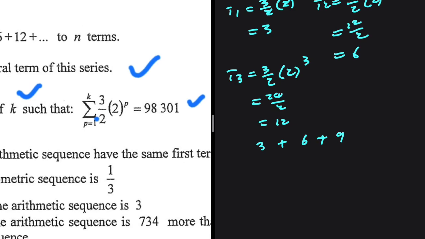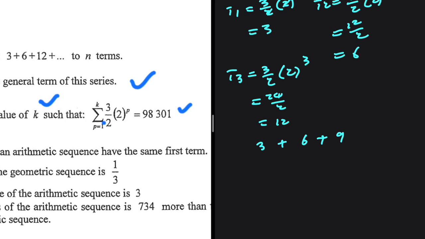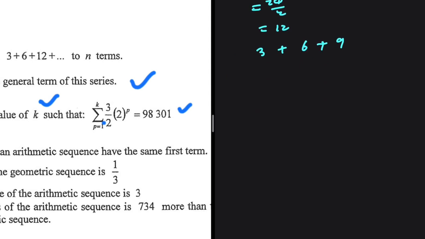We're supposed to find the value of k for which this sum is equal to 98,301. How can we possibly do that? We have a formula for the sum of a geometric series, both finite and infinite. In our case, we're going to have the sum being equal to a multiplied by r to the power n minus 1 divided by r minus 1. You cannot use the sum to infinity, which is a divided by 1 minus r, in this case, because r is not between minus 1 and 1.